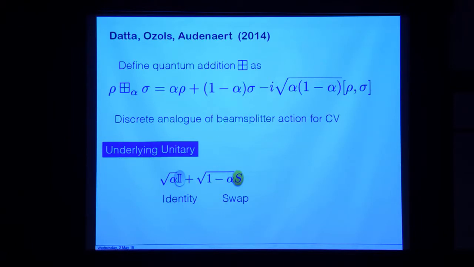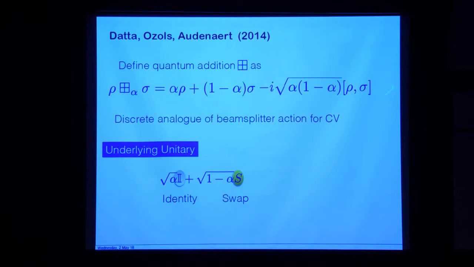The quantum addition takes into account the fact that rho and sigma could be non-commuting. If they commute, then you have the classical mixture. The terminology quantum addition is self-explanatory in the sense that you have an additional contribution coming due to the non-commutativity of rho and sigma. And this is a discrete analog of the beam splitter action for continuous variable systems.